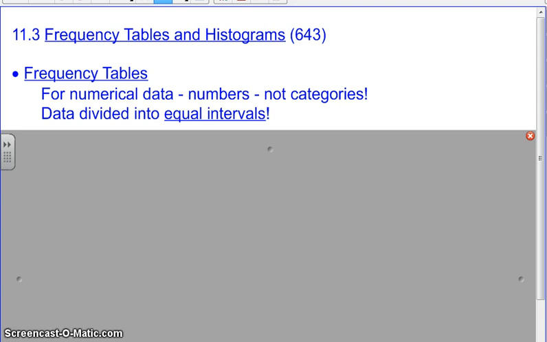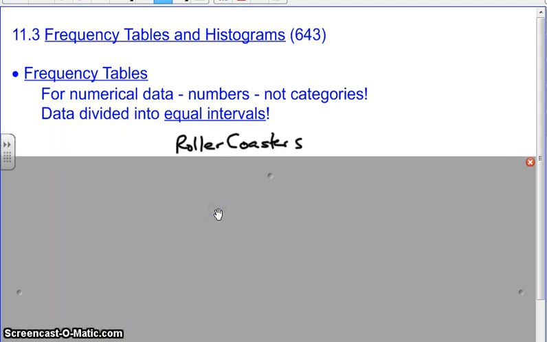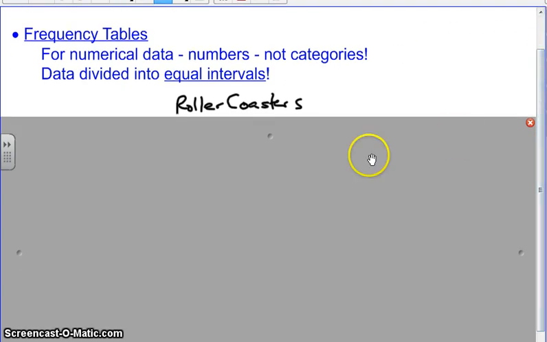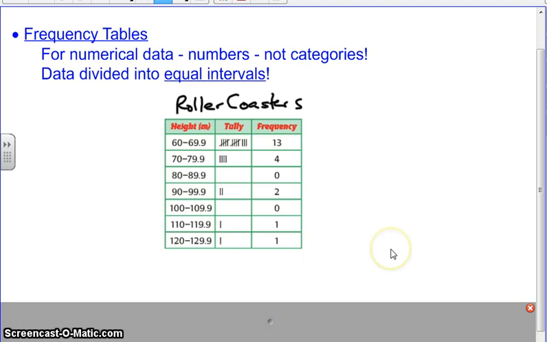Okay? So, here we have an example that you can see in your textbook in 11.3 on roller coasters. What they did was they surveyed roller coasters across the world, and they found different heights. So they said, let's compare roller coasters based on heights. So they put it into a table, and look at that. A table can give you information quickly, right?